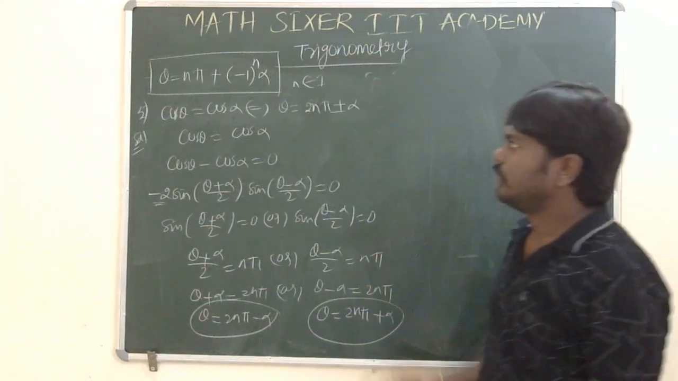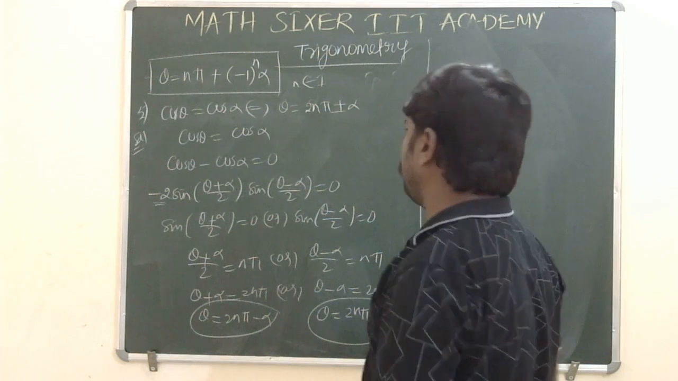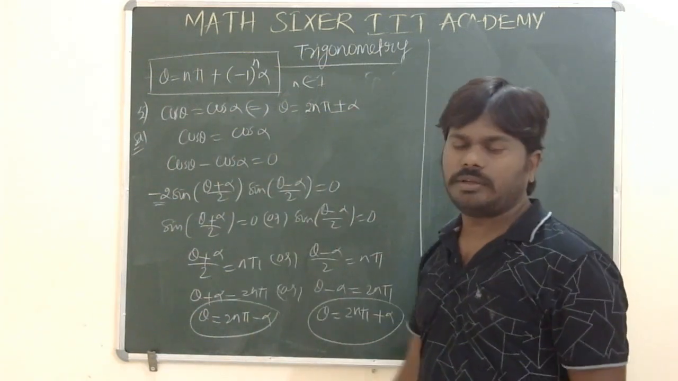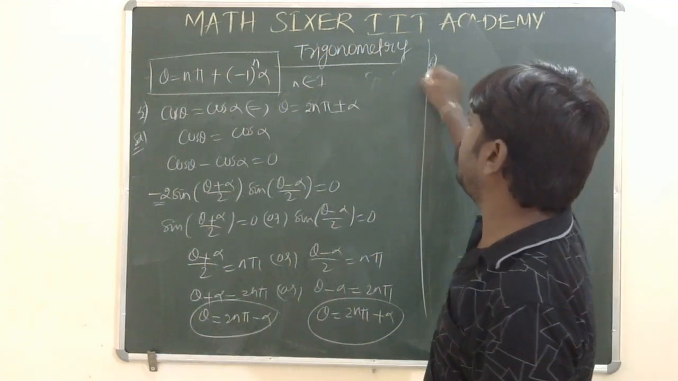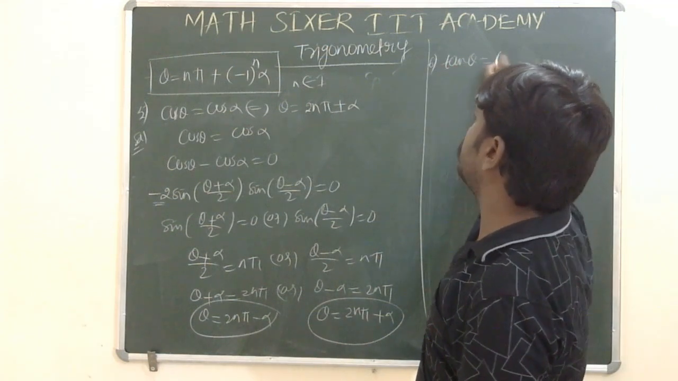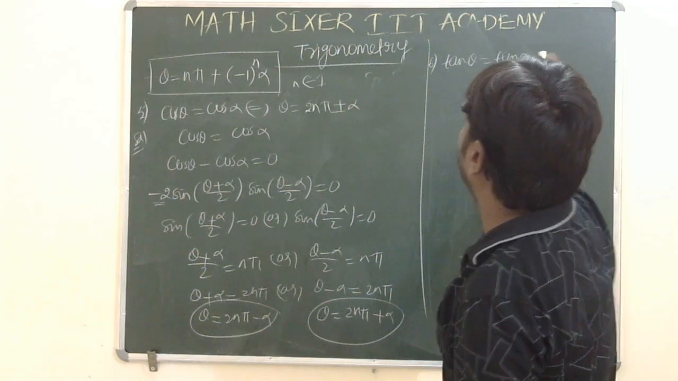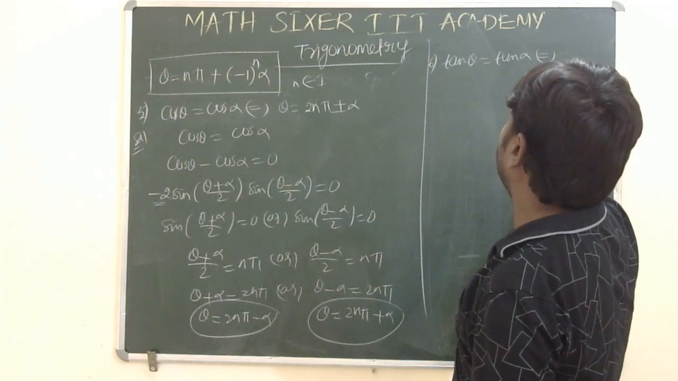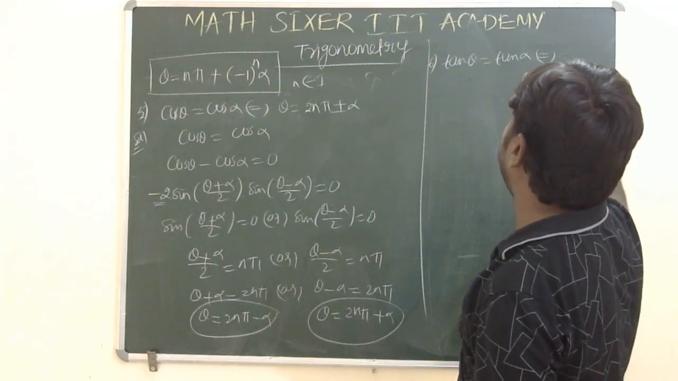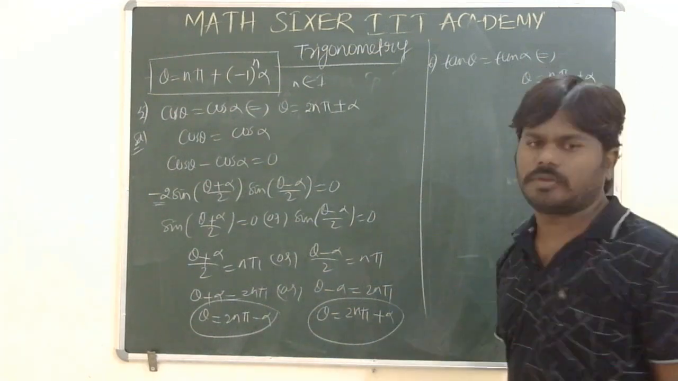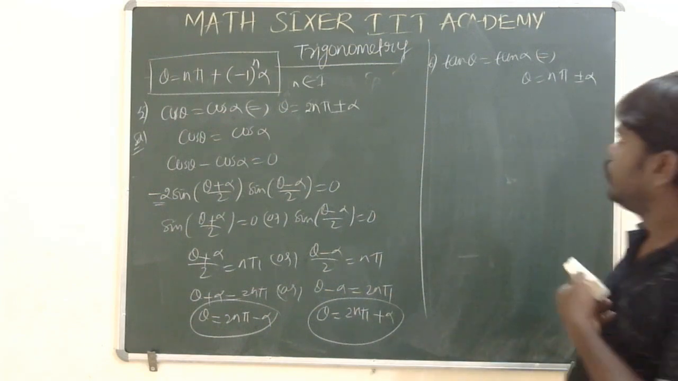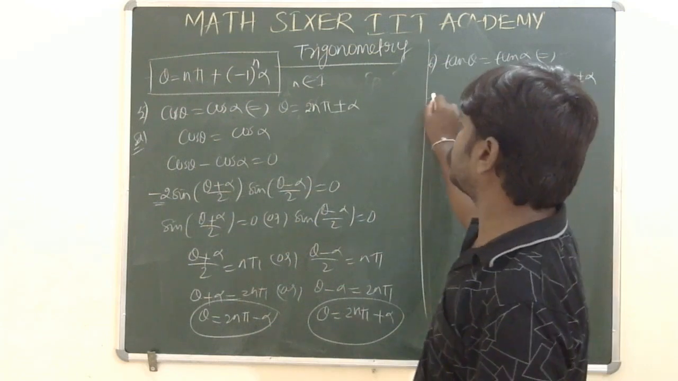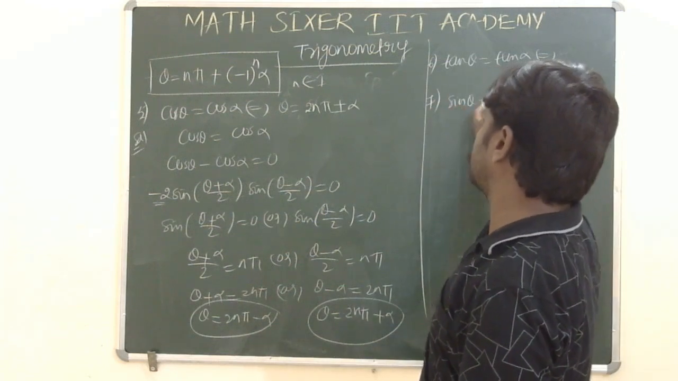Okay, so we can write that when cos theta is equal to cos alpha, theta is equal to 2n pi plus or minus alpha. Similarly, we can get tan theta is equal to tan alpha if and only if theta is equal to n pi plus alpha. Okay, so these points we can remember.